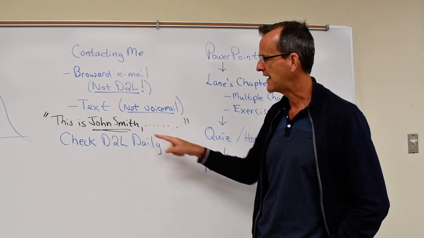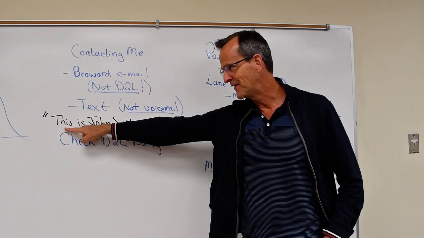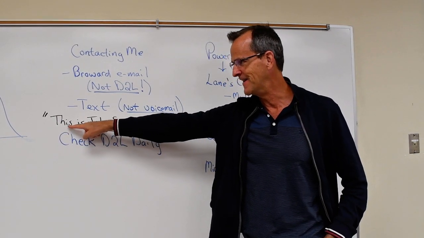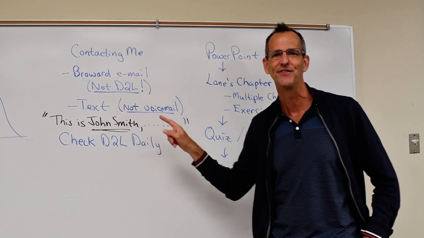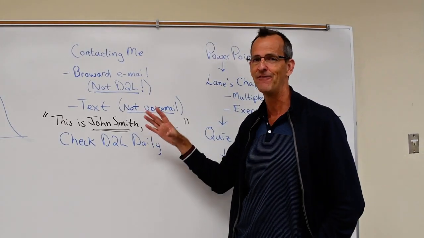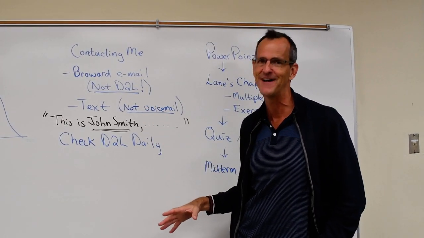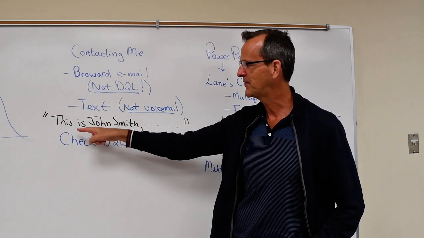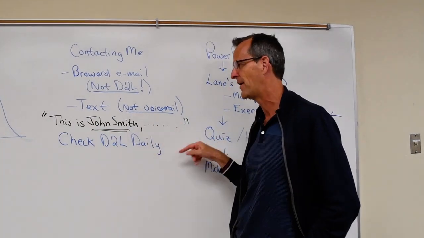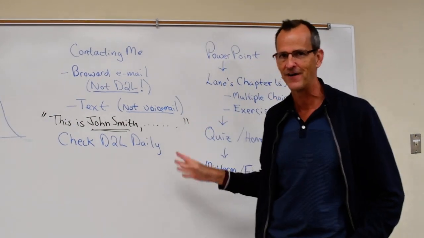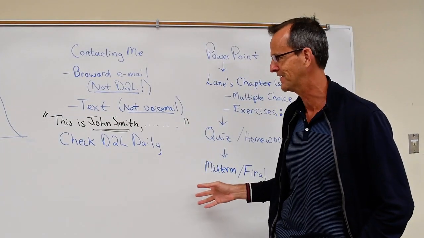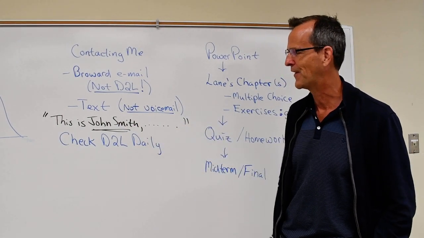In the text message, always begin with your name. I need to know who has sent the text message. I don't have all your names stored in my directory. So begin with, this is John Smith, and so on. If you don't sign your text message, I'm just going to delete it because I don't have time to try and figure out who it is. So please do that.